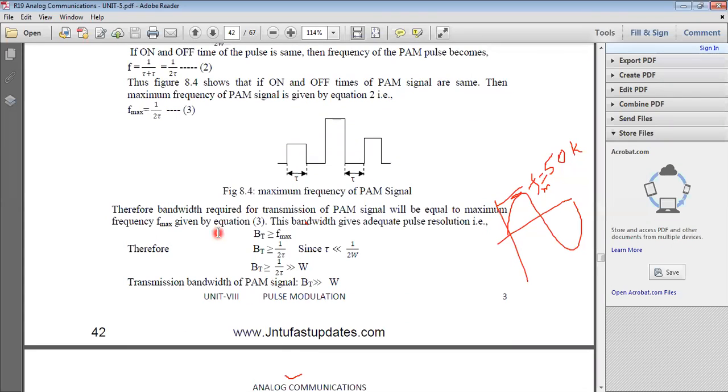And the bandwidth required for transmission of the PAM signal will be equal to the maximum frequency F maximum. The bandwidth required for transmission of the PAM signal must be greater than or equal to F maximum. But what is F maximum here? F maximum equal to 1 by 2 tau. So what is BT? BT is the bandwidth required for the PAM signal.